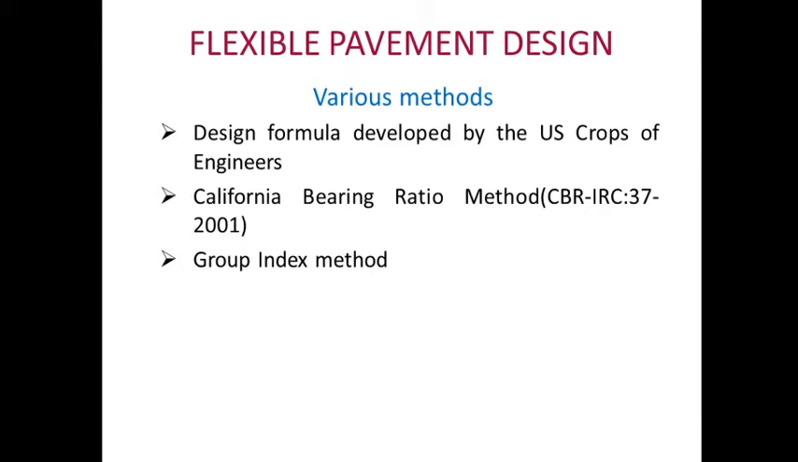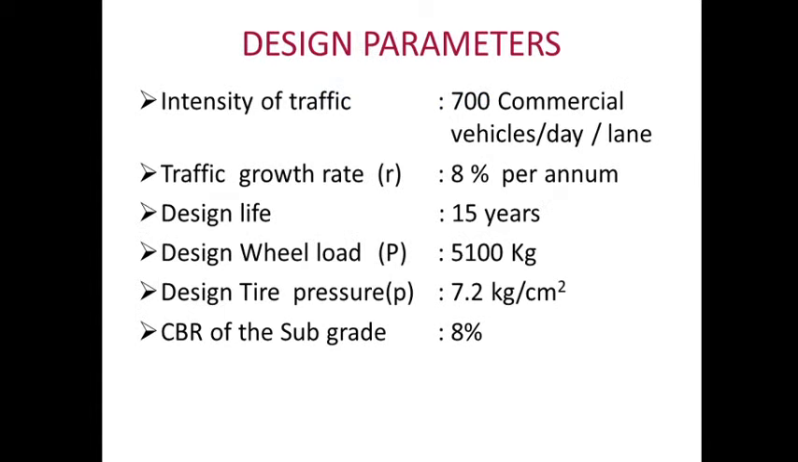Then the design parameters which are considered for the design of flexible pavement. First is intensity of traffic, normally 700 commercial vehicles per day per lane. That can be collected by conducting traffic volume studies. Normally, the growth rate R is 8% per annum.